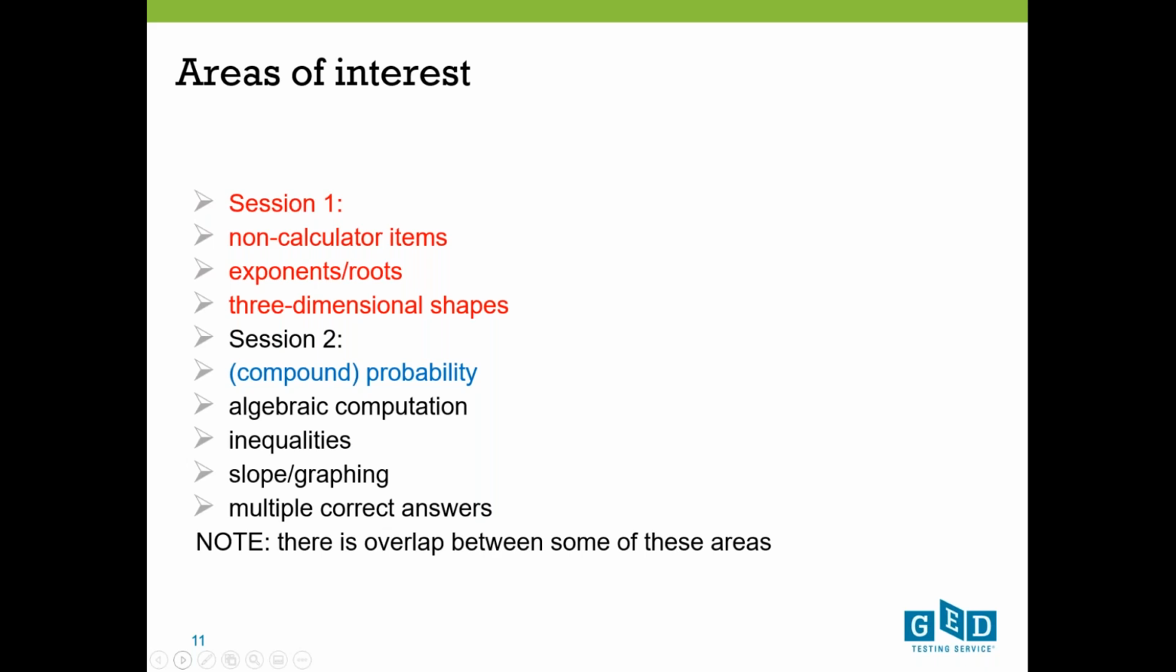These are the areas of interest we're going to be covering. Session 1, we only did 3 because we were also talking about some other things. We did non-calculator items, we did exponents and roots, and we did 3-dimensional shapes. For session 2, I had originally scheduled 4 subjects, not thinking I would have time for 5, but after session 1 and after the last data analysis, I've added in compound probability, which is only in blue because this is different than what I said we were going to do in session 1.